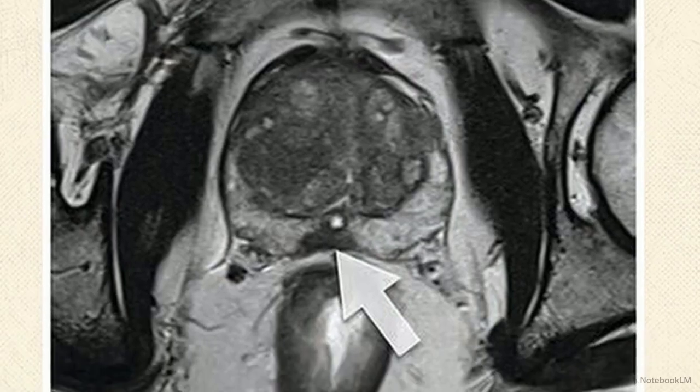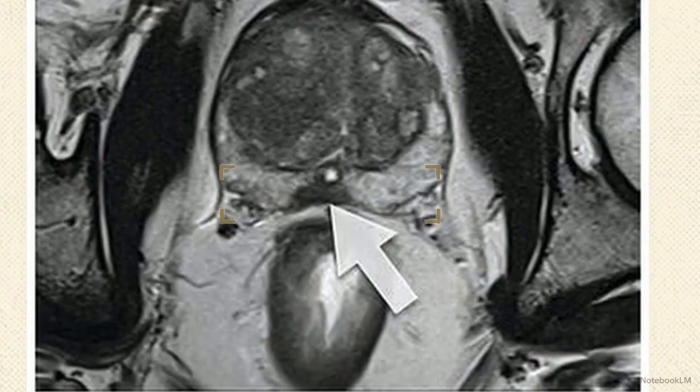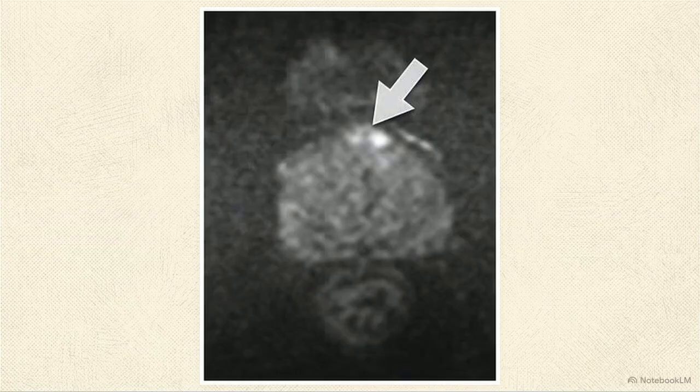The white arrow indicates a dark, homogeneous mass that disrupts the normal architecture of the anterior mid-gland, qualifying it as a true PI-RADS 4 cancer. To confirm malignancy, we analyze the multiparametric data. On this high B-value diffusion-weighted image, the identical spot shows marked restricted diffusion, represented by the bright signal.